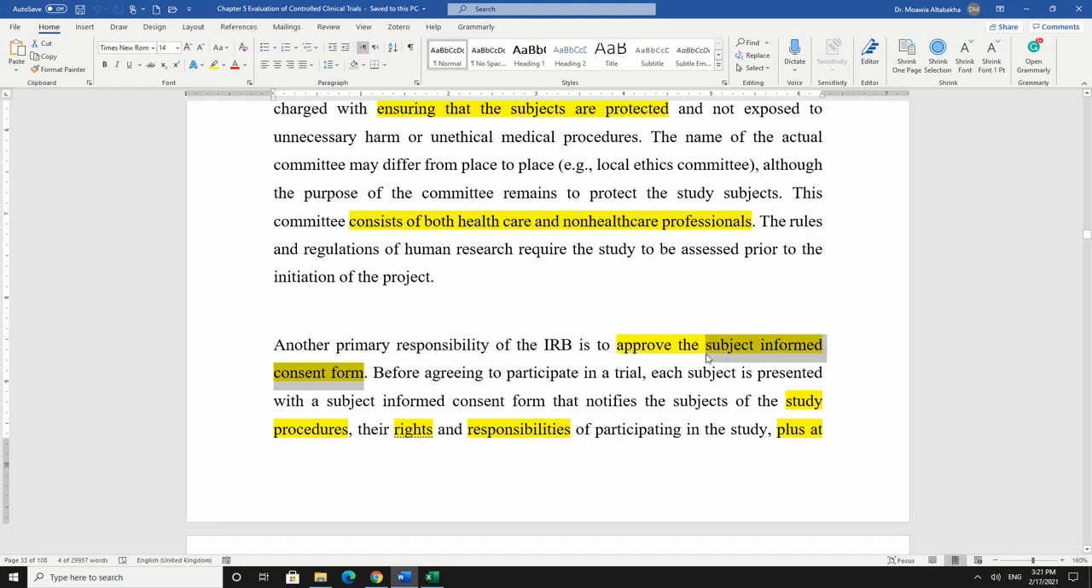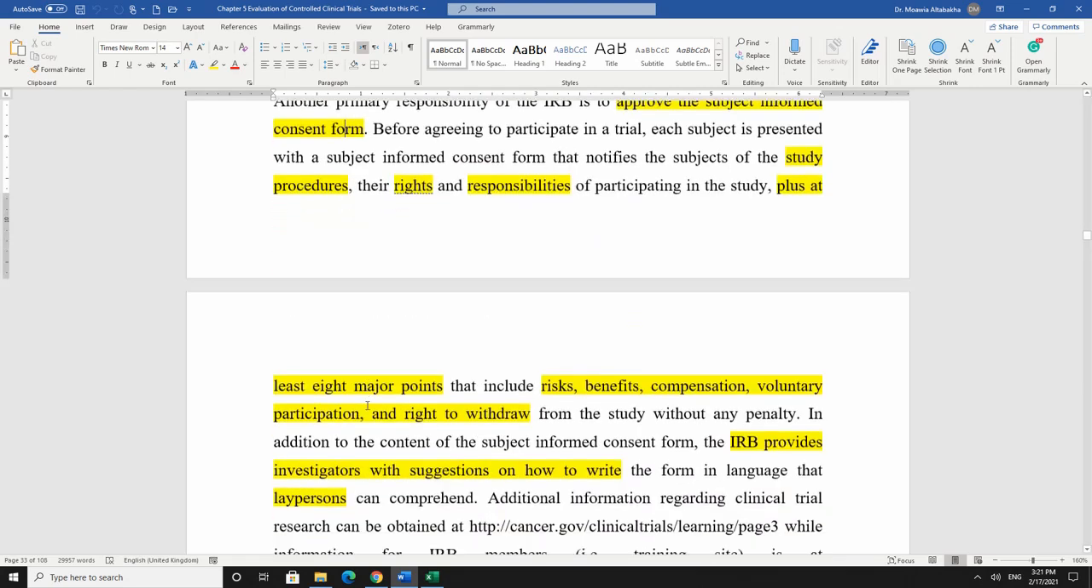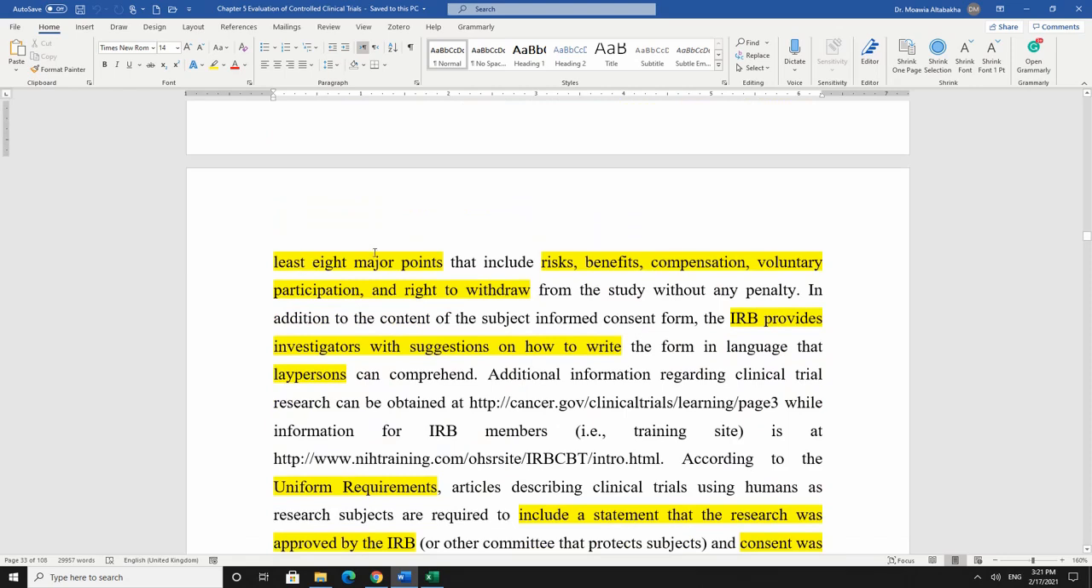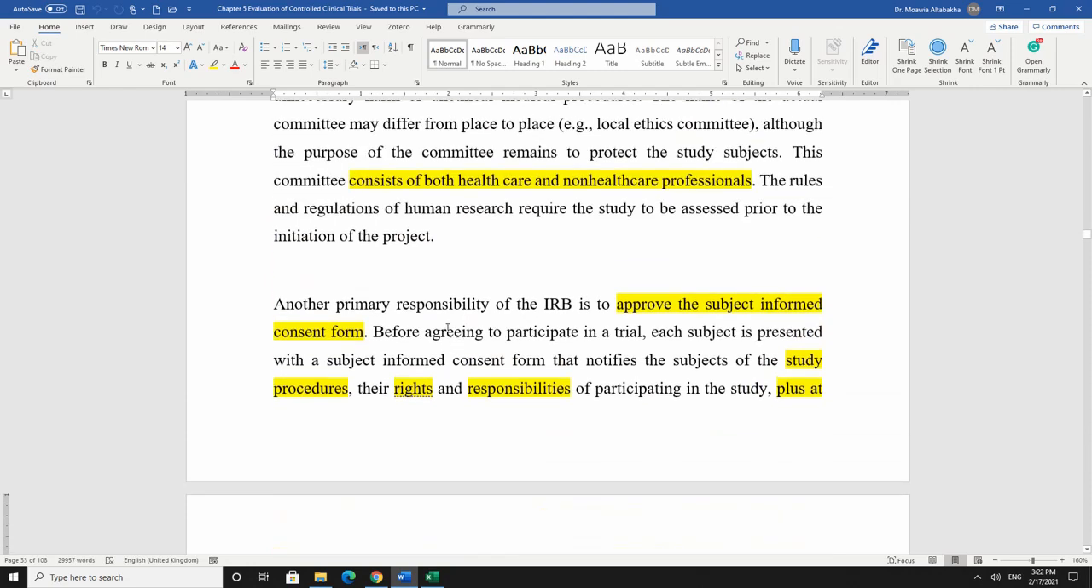So in this form, you need to explain to the patient, but the patient most probably is not a healthcare professional. He's a lay person, and he needs to understand what will be happening. He needs to understand the study procedure, his rights, his responsibilities, including at least 8 major points. What are the risks for him? What are the benefits? What is the compensation? And his right to withdraw, and that his participation is totally voluntary. No one should be forcing him.